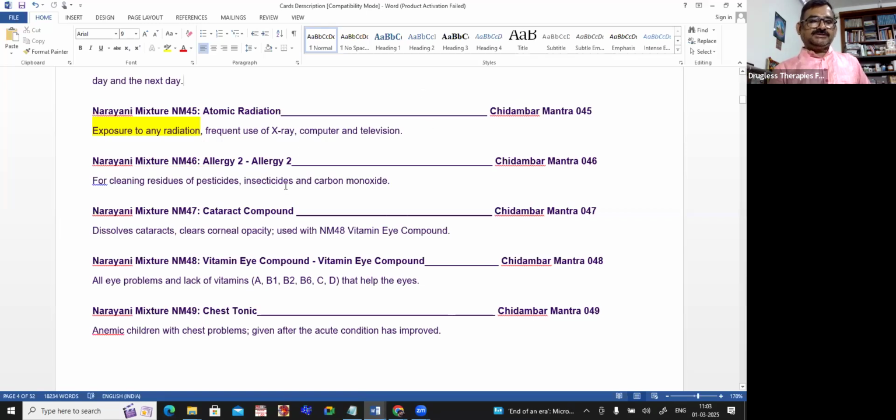Okay, NM46 is for cleansing pesticides, insecticides and carbon monoxide. It's all because of external things. Carbon monoxide, dust as you go around, chemical allergies are there, and even with pesticides, we can't eat anything without them. It's everywhere, so it is used in the detoxifying session.